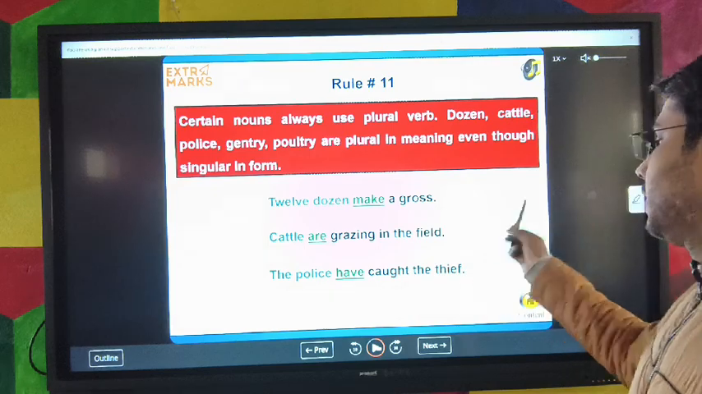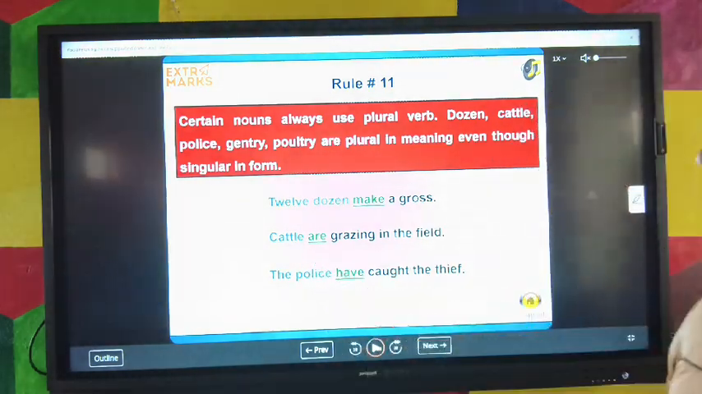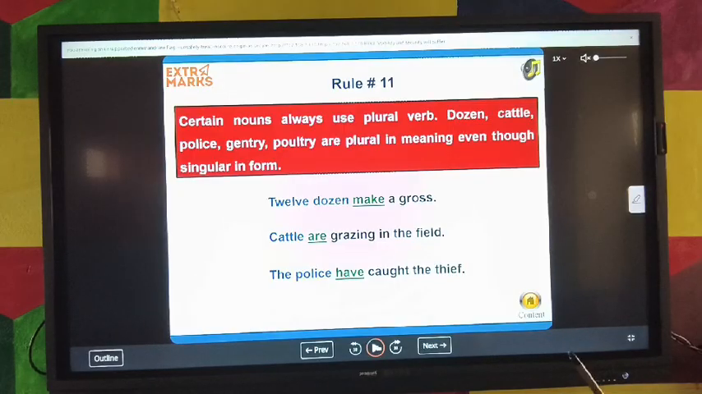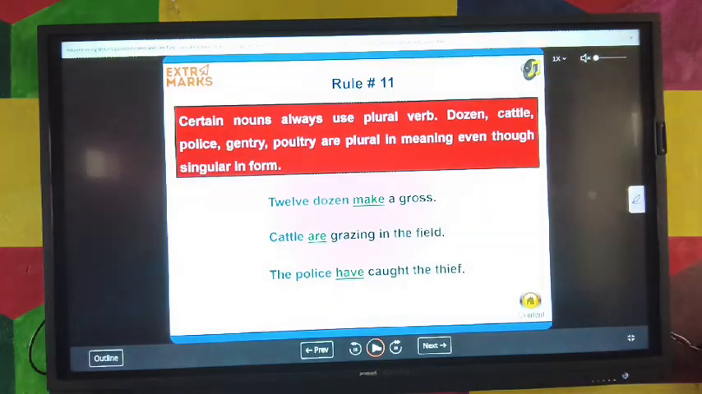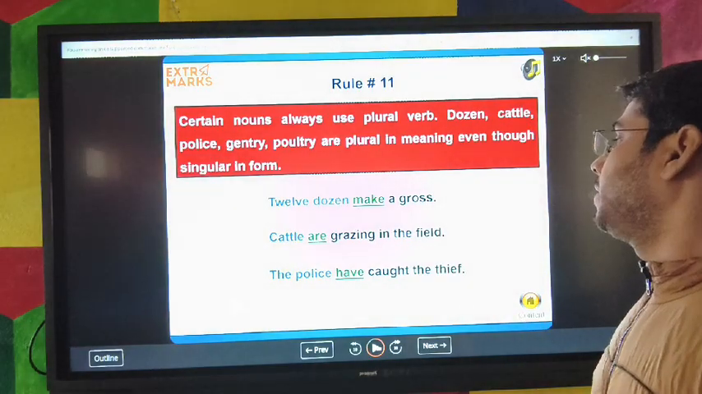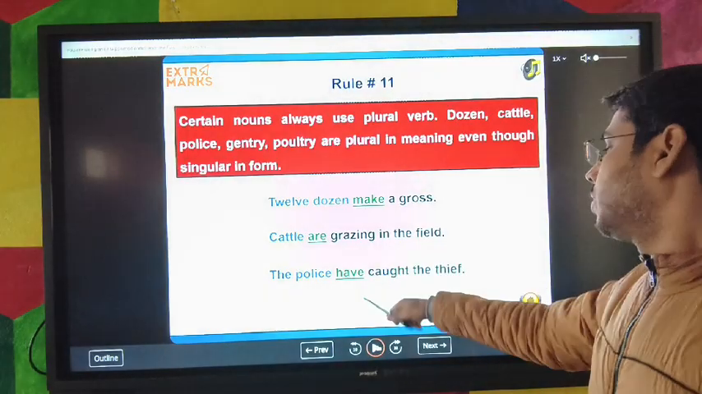The police have caught the thief. So here, whenever we are talking about police, we suppose that there will be more than one person. In the same way, cattle and dozen, we know that the number in one dozen is 12. So we will use a plural verb.